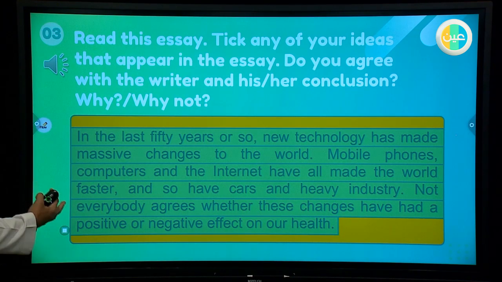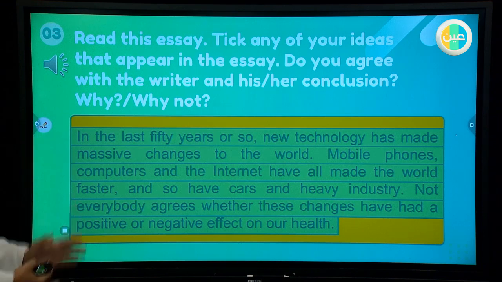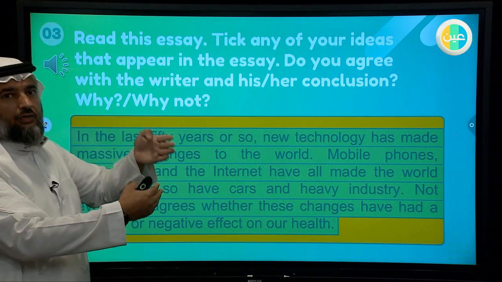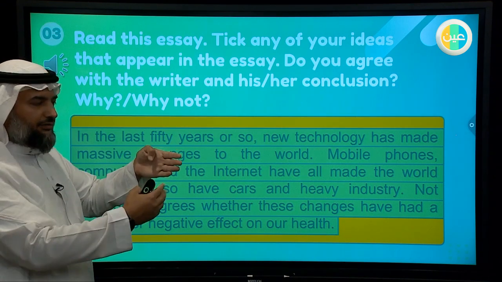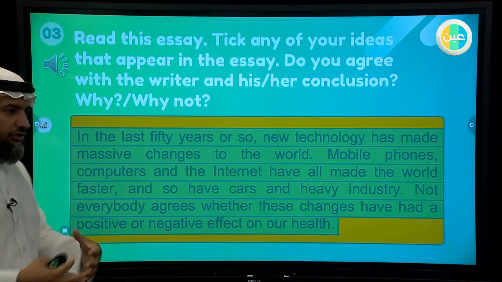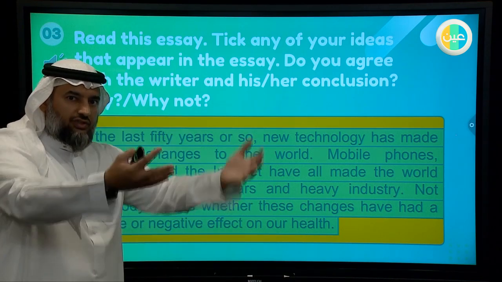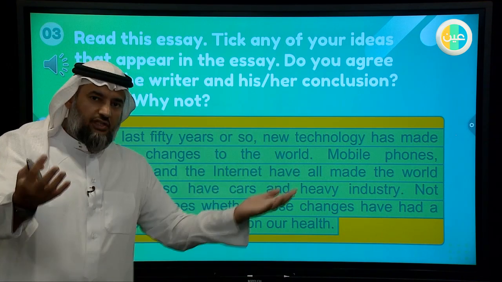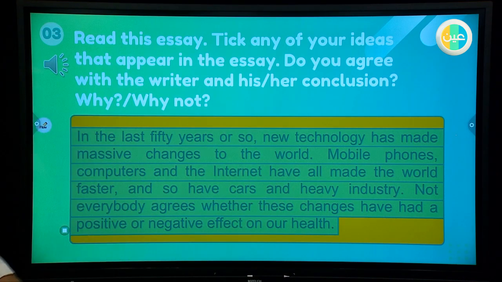Now, this is the first paragraph of the essay. We have four paragraphs. So in the first paragraph, he's introducing the idea, يقدم الفكرة. Now let's listen to the second paragraph.